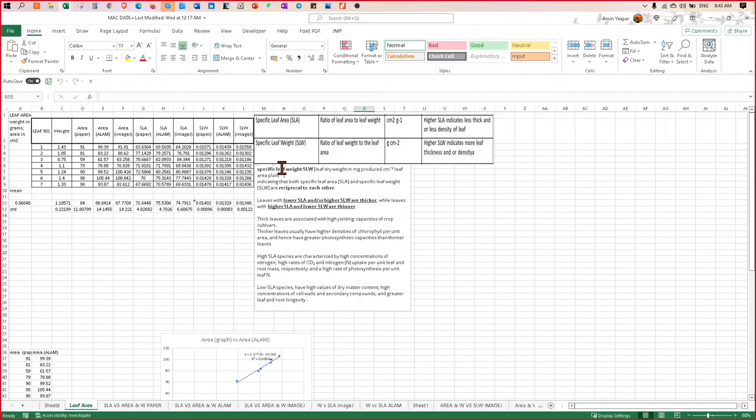So discuss, if you have one species, why the leaf has that kind of value. What does it tell you about the leaf, in terms of the specific leaf area and the specific leaf weight, individually? You will have different values of SLA and SLW. I have highlighted here: lower SLA means the leaves are thicker. When leaves are thicker, what is happening? When the leaf is thinner, what is happening? So discuss from that point.